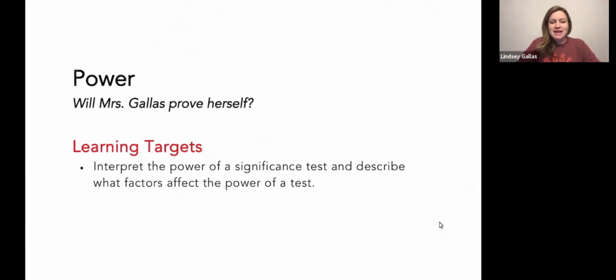Lindsay from StatsMedic, and in this lesson we are learning about the power of a significance test. We just have one learning target, and that is to interpret the power of a significance test and describe what factors affect the power of that test.